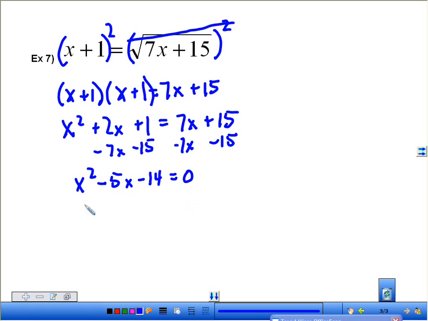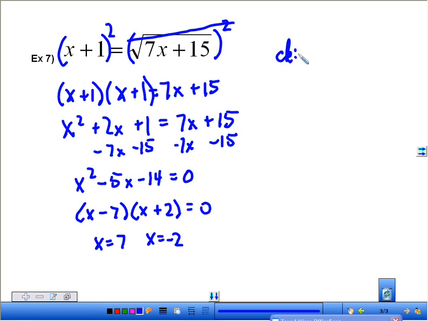In order to solve this, I need to factor. This is going to factor with x minus 7 and x plus 2. So I know that my answers are x equals 7 and x equals negative 2. Remember, I said I have to plug those two answers back into the original to make sure that I don't have any extraneous solutions. So I'll start with a 7.